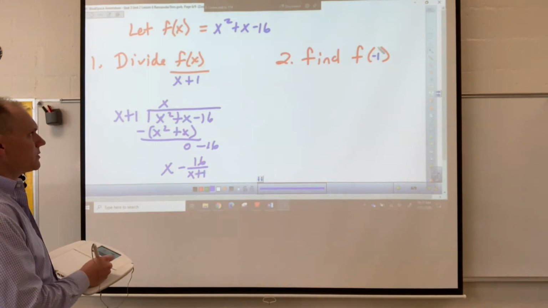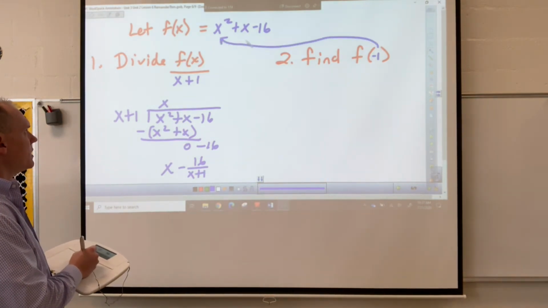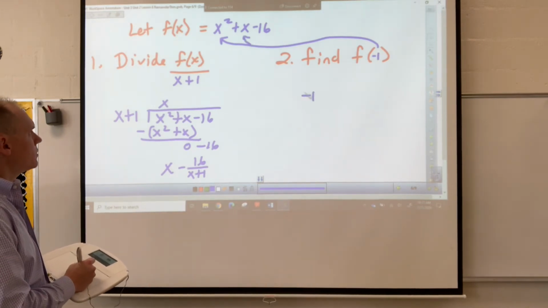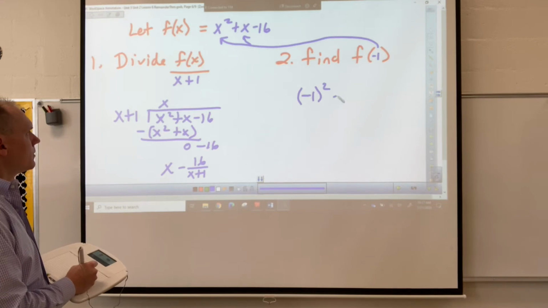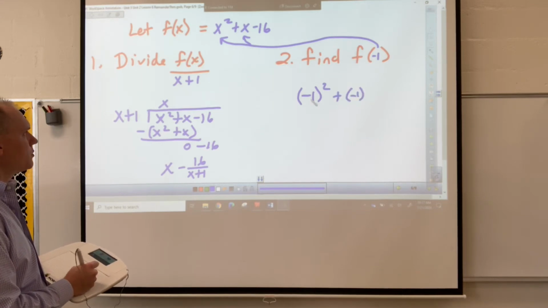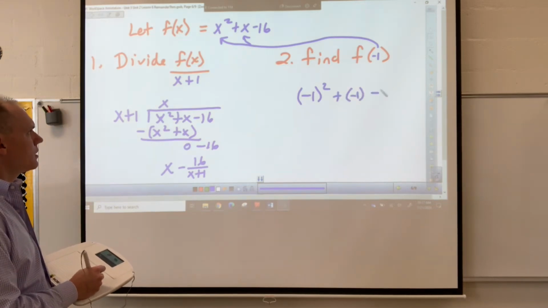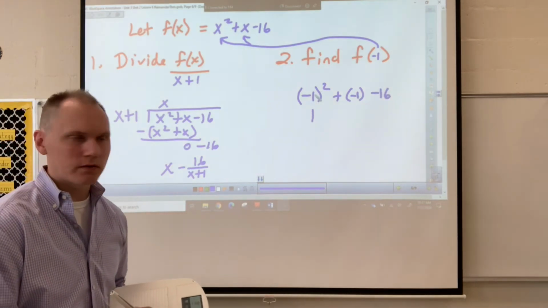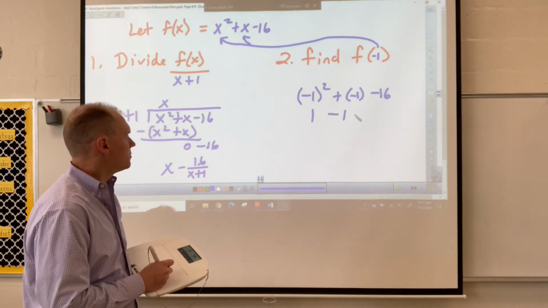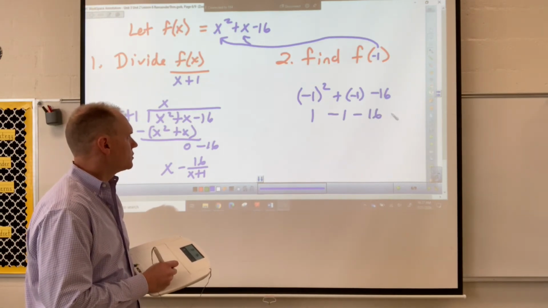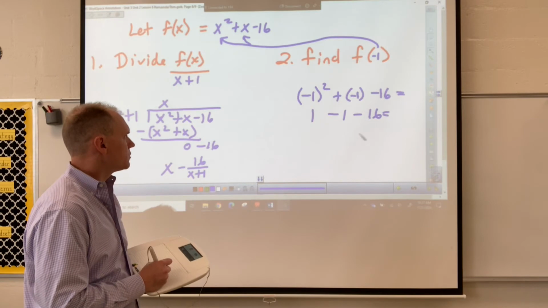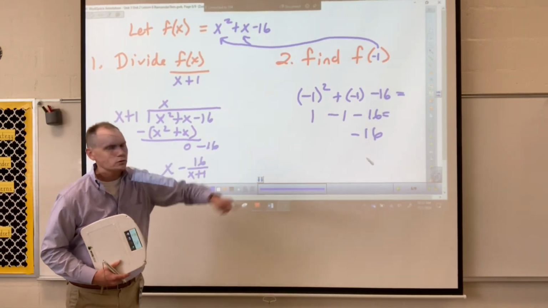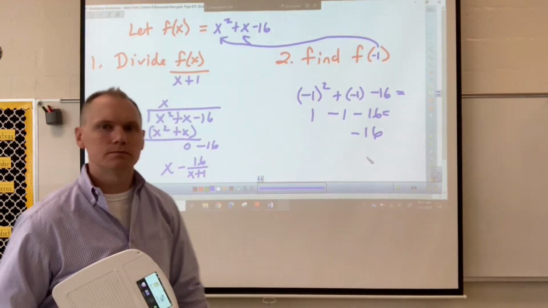So let's see if when we substitute in negative 1 for the x values, we get negative 16. So negative 1 squared plus negative 1, just go ahead and put those in parentheses just to be careful here. Negative 1 squared is positive 1, so that's negative 1 times itself. Minus 1 minus 16, the two 1's reduce to 0, leaving us with negative 16. So in fact, the remainder here equaled what we got over there.